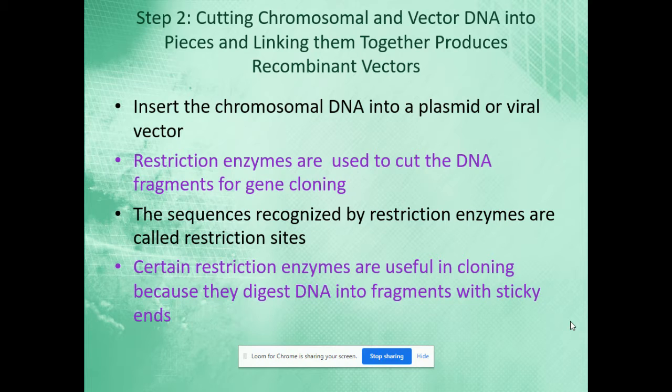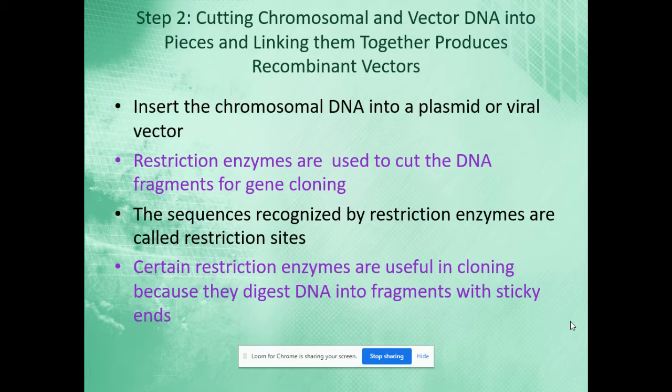Step 2, we're going to cut the chromosomal and vector DNA into pieces, and then we're going to link them together to produce recombinant vectors. So we insert the chromosomal DNA into the plasmid or the viral vector. A restriction enzyme is then going to cut the DNA fragments for gene cloning. The sequences are going to be recognized by restriction enzymes, and these are called the restriction site, and that's where we are going to end up cutting things apart.